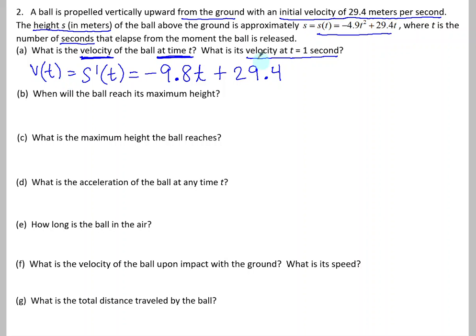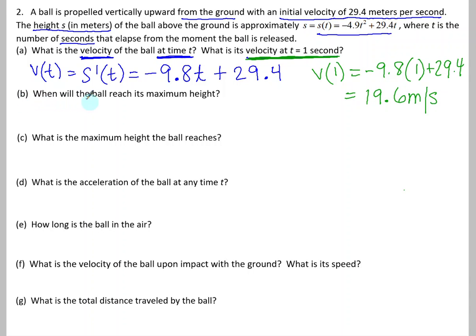To answer the second part of the question, what is the velocity at t equals 1 second, we're finding the velocity when t is 1, so we're plugging 1 in for t into that function. Negative 9.8 times 1 plus 29.4. That makes 19.6, and because our problem is about a scenario, it has words, we have words in our answer. Velocity is the rate of change of the position, meters, with respect to time, so meters per second.